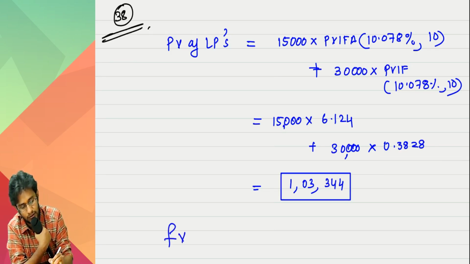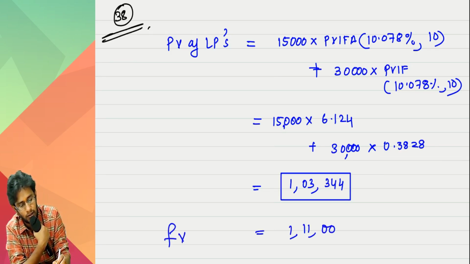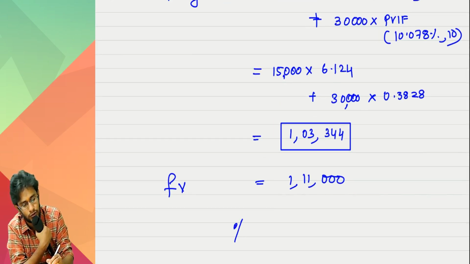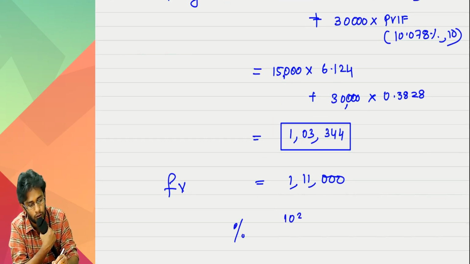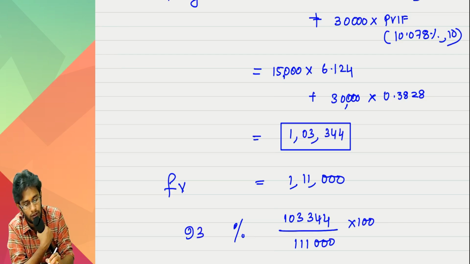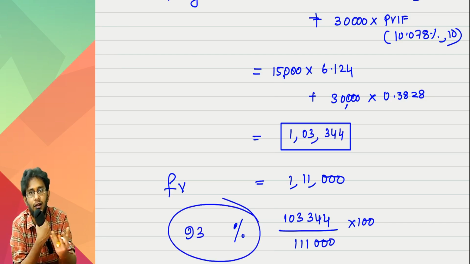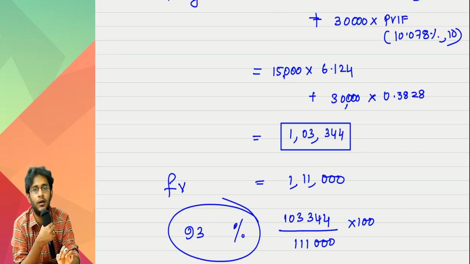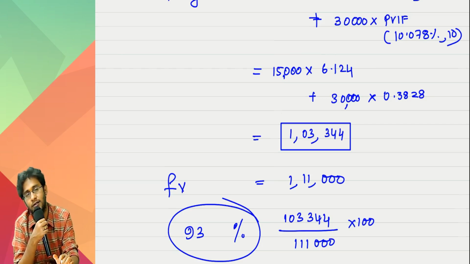What is the fair value of the asset? 1,11,000. If you check the percentage, 103,344 divided by 1,11,000 into 100, that is 93%. Very clearly this is substantial. Definitely this is a finance lease. So normal finance lease accounting you should not do. Manufacturer's financing lease you have to do.